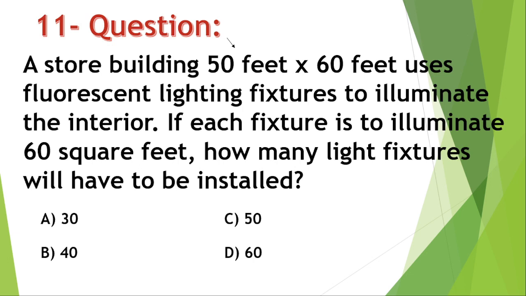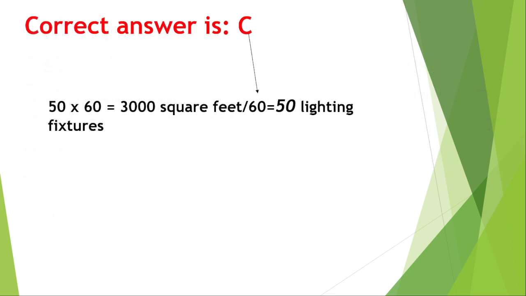Question number 11. A store building 50 feet times 60 feet uses fluorescent lighting fixtures to illuminate the interior. If each fixture is to illuminate 60 square feet, how many light fixtures will have to be installed? A. 30, B. 40, C. 50, and D. 60. Correct answer is C. Please see the reference.